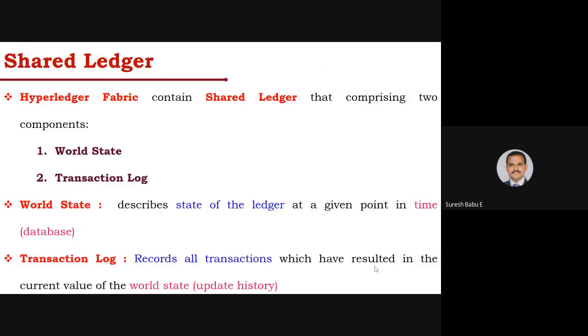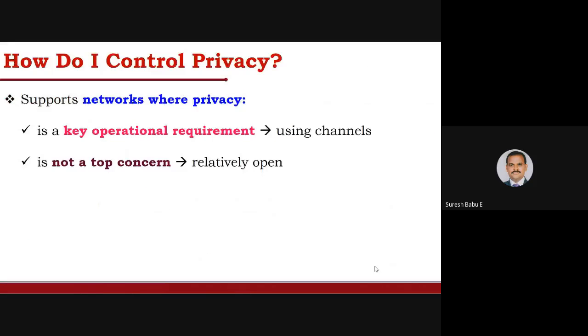Now this is a shared slide. Then we are going to use the privacy. We have the supports in the network with the privacy, where we can use it between the channels. The solution is only between the channels, right? This is using the channels which we are going to have.